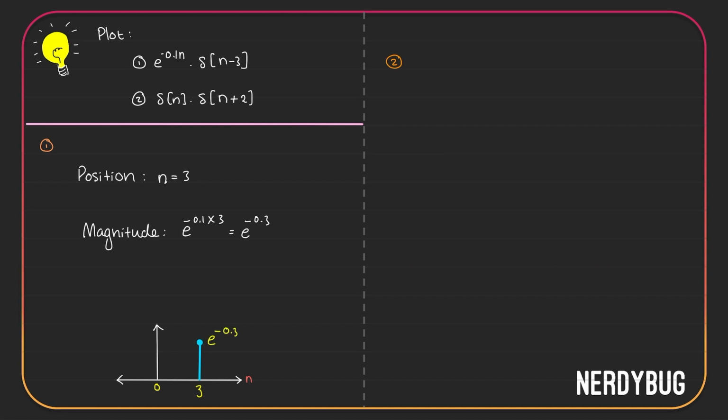The next question is the product of delta of n and delta of n plus 2. And we know delta of n only has value at 0 and delta of n plus 2 only has value at minus 2. So the product is going to be 0 as well.